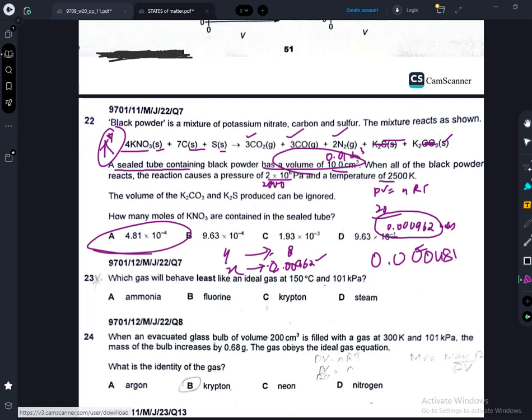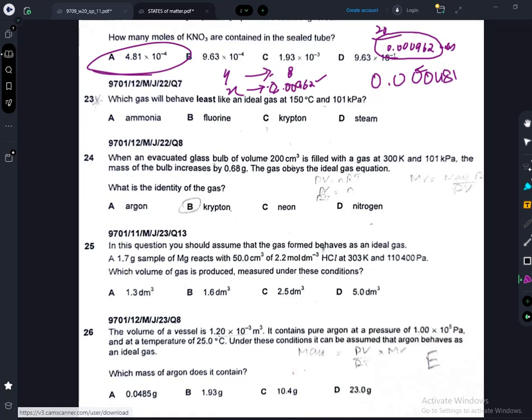Which gas will behave least like an ideal gas at 150 degrees C and standard atmospheric pressure? Fluorine and krypton, first of all, ignore these. They can behave as an ideal gas because they do not have any electronegativity difference. We have ammonia and steam. Go to your data booklet and calculate the electronegativity difference. Which has a greater electronegativity difference will behave least like an ideal gas, which is in our case steam. D is your right answer.